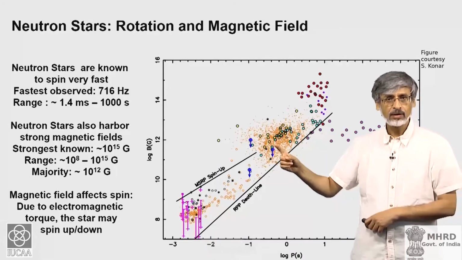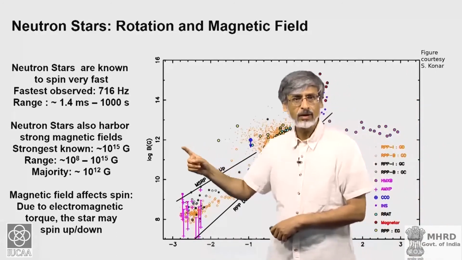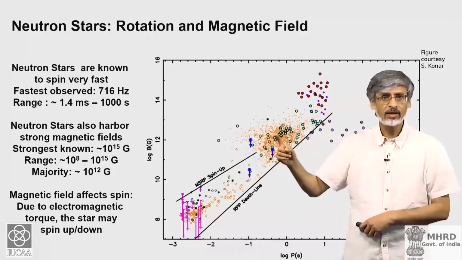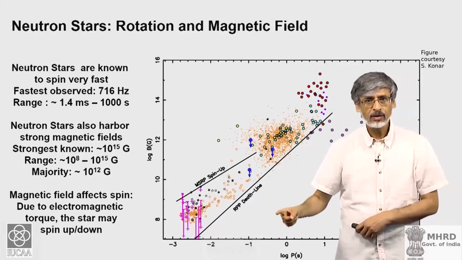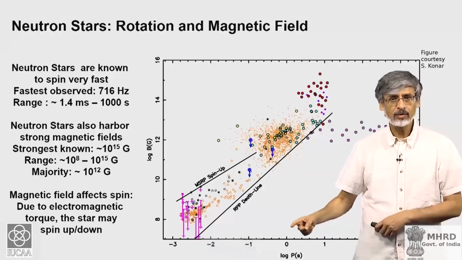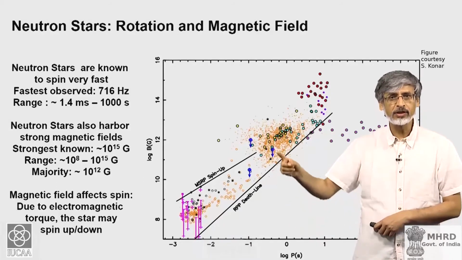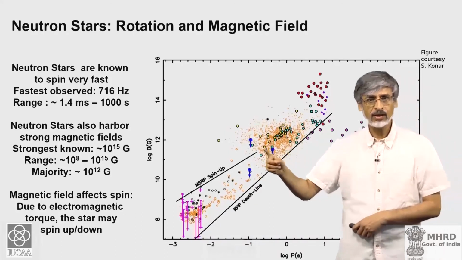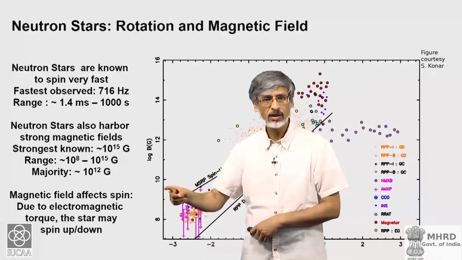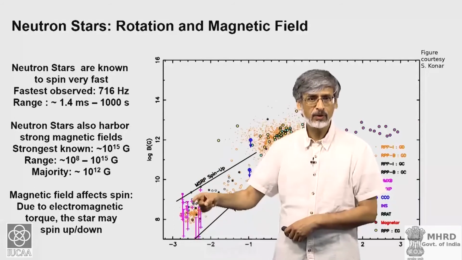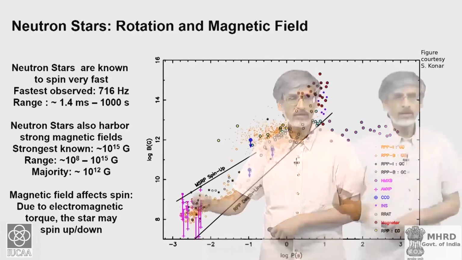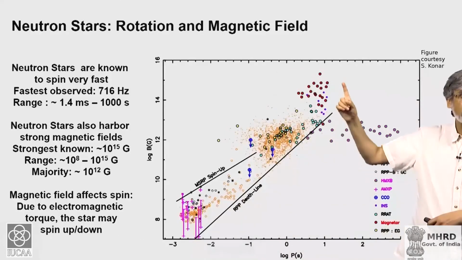The large bulk of the neutron stars, as one can see in this diagram, lie in around 10^12 Gauss, with the peak of the spin period distribution lying around a second. On the other hand, the fastest known neutron stars are over here, where the spin periods are close to a millisecond. You can also see the strongest field neutron stars over here.